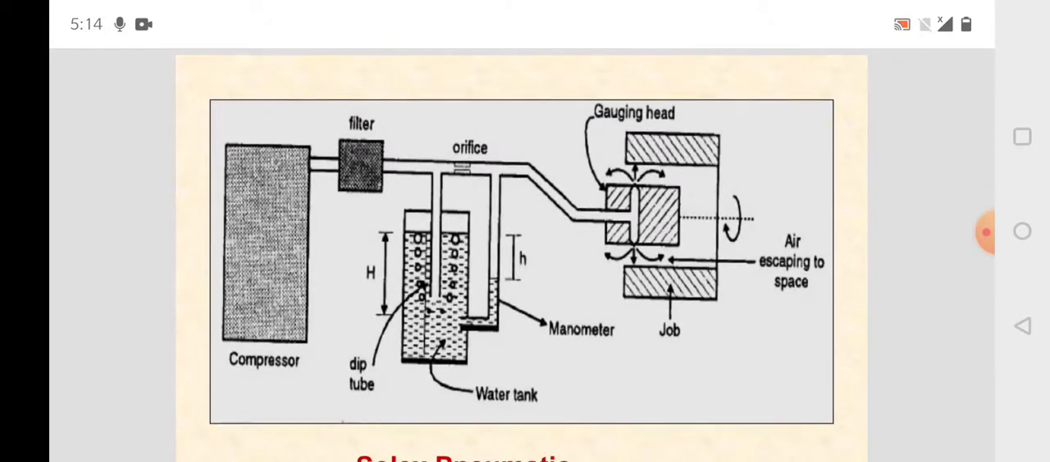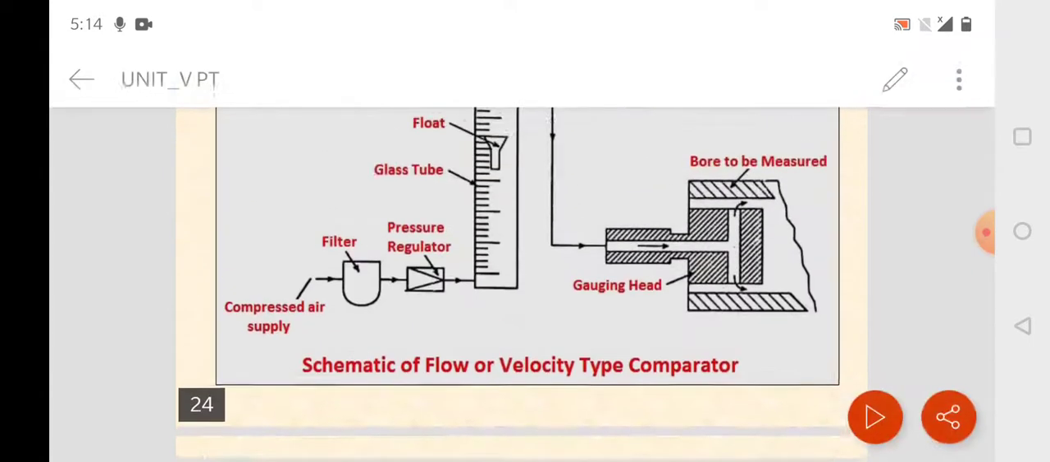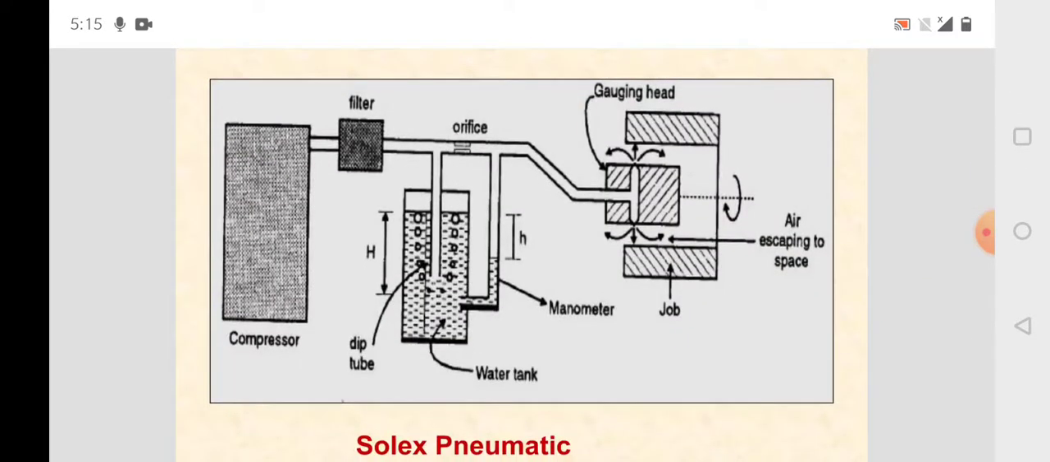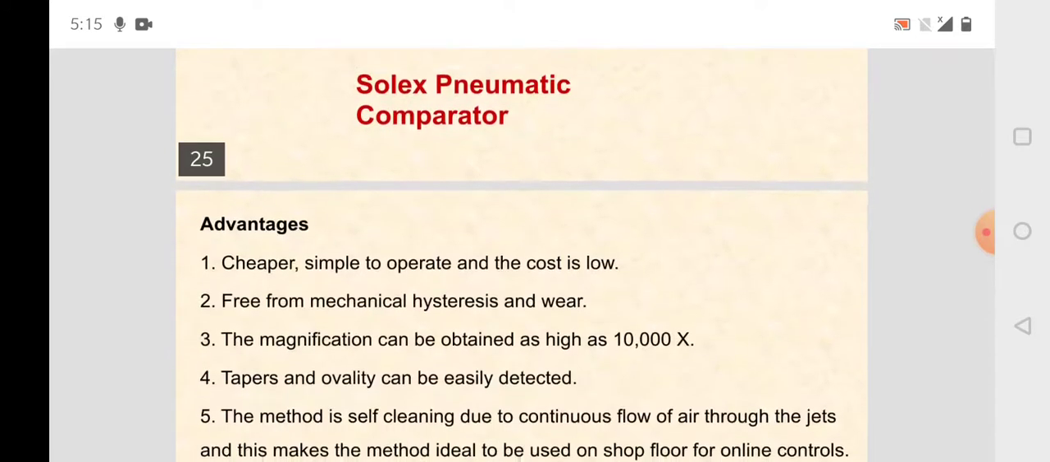So here there is a separate arrangement where we can see the manometer tube, where pressure can be measured. The principle is the same: the amount of air escaping through this varies the pressure. So in place of this float and scale, a manometer is used, where we can see the level of water increasing or decreasing because of the increase and decrease in pressure, by checking the internal diameter of the workpieces. So this is the Solex pneumatic comparator.